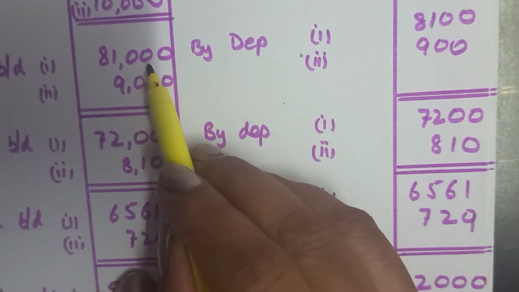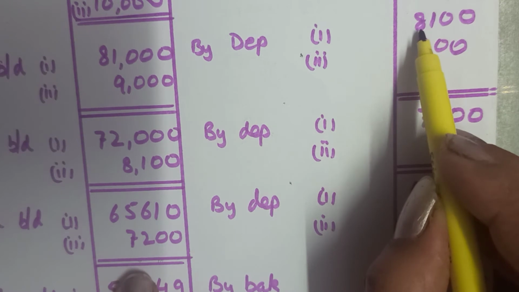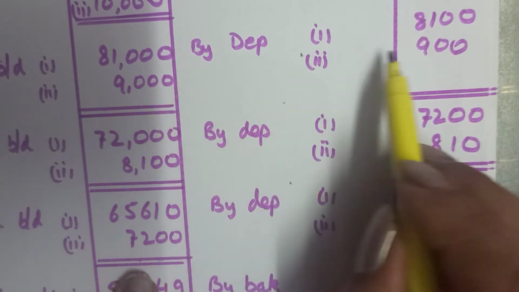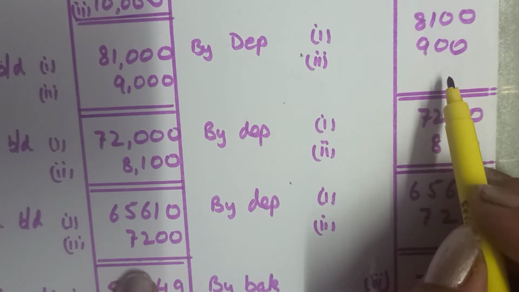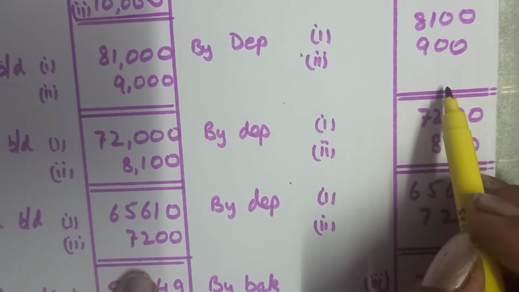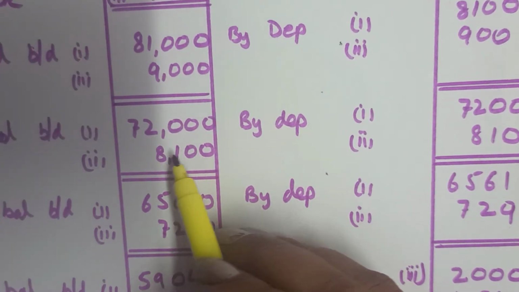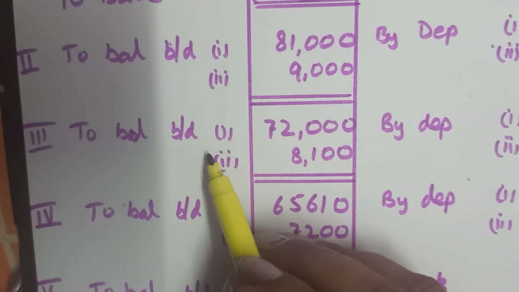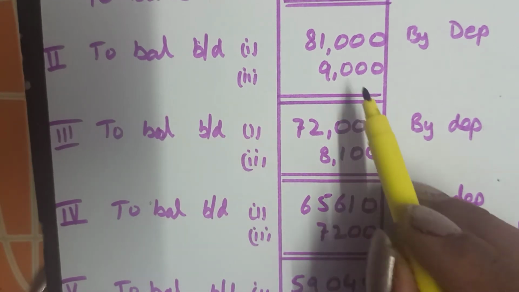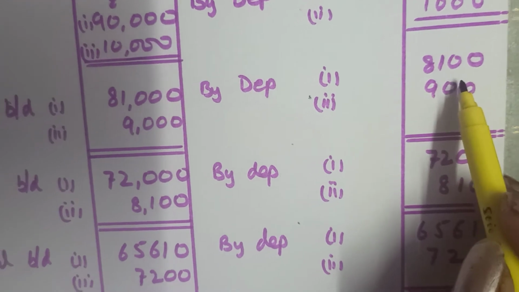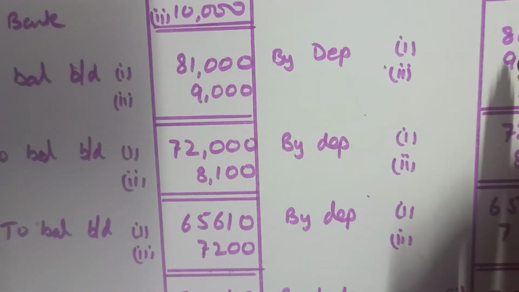Balance carried down, 81,000 minus 8,100, that is 72,900 you will write here. 9,000 minus 900, 8,100 you will write here. This balance carried down will be brought down here. So the 2 balance brought down for us will be 72,900, that is 81,000 minus 8,100, 72,900 it will come.